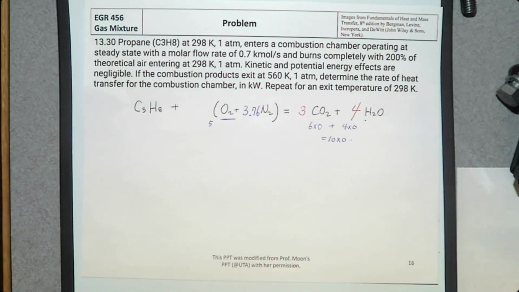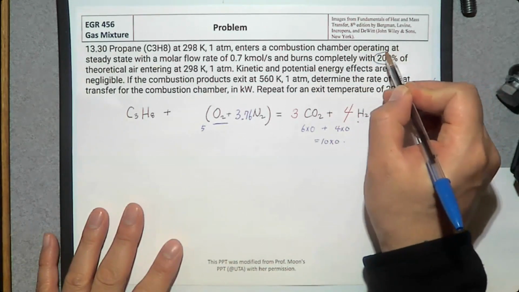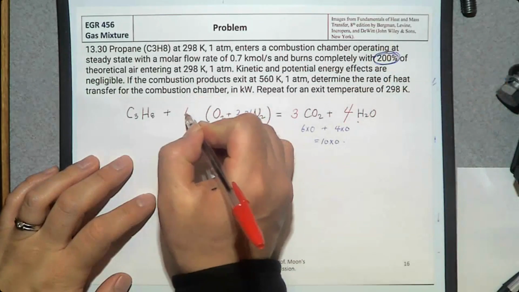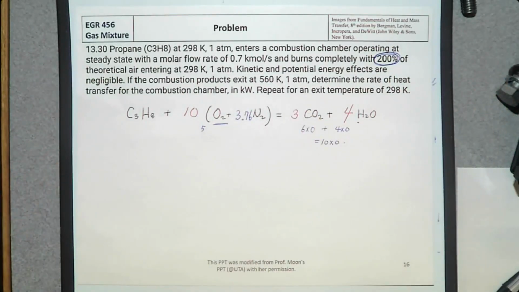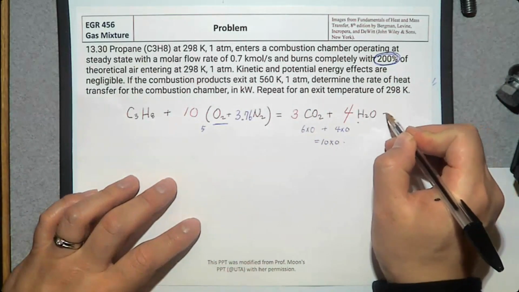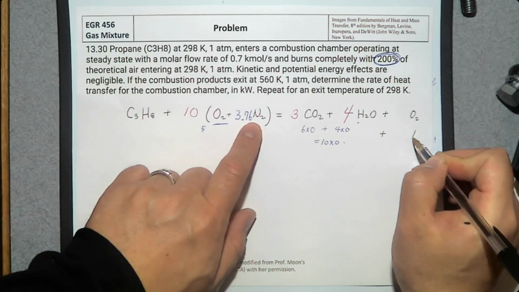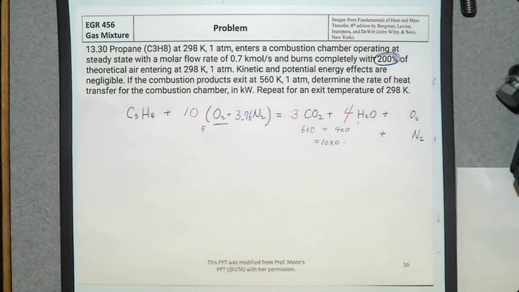However, as you can see, we are going to burn this propane with 200%, not 100%. So we are going to provide 2 times this 5 moles of oxygen, so it becomes 10. And since we are providing 200%, we have oxygen left over in the product because we are providing more oxygen than we require. And of course, nitrogen is not going to react, so there's nitrogen at the end. So we just need to determine how many moles of oxygen and nitrogen are needed for this reaction.